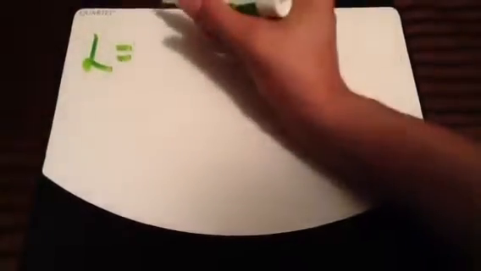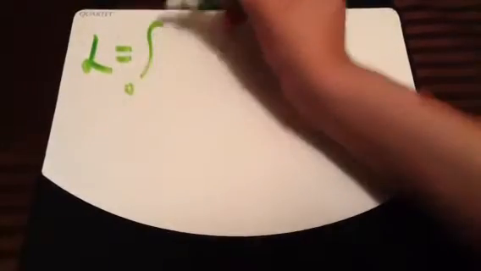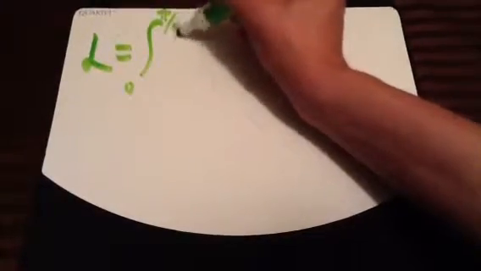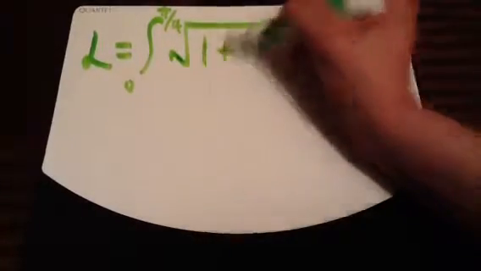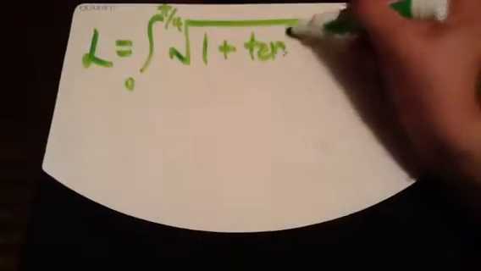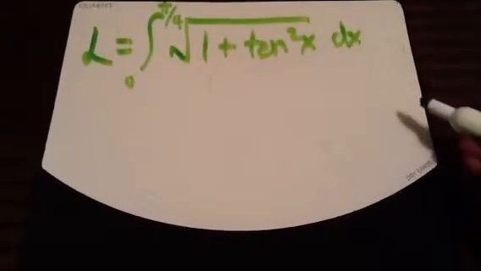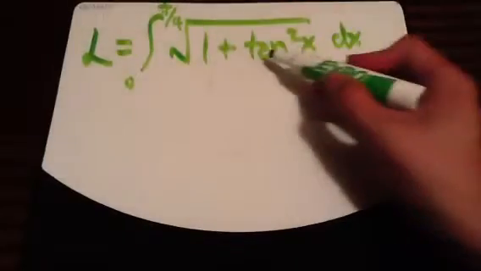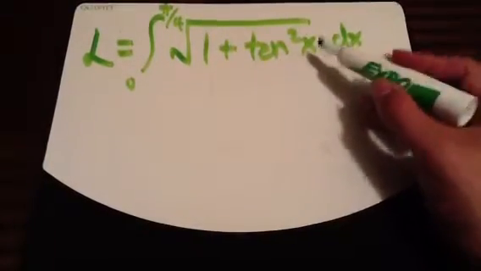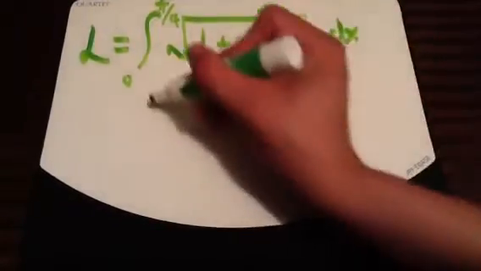Now we're ready to plug everything back into our formula. The arc length equals, from a to b, our interval 0 to pi over 4, the integral of the square root of 1 plus tan squared x dx. Now, 1 plus tan squared x is actually secant squared x.